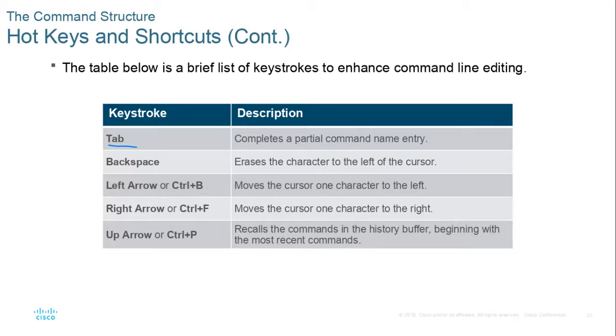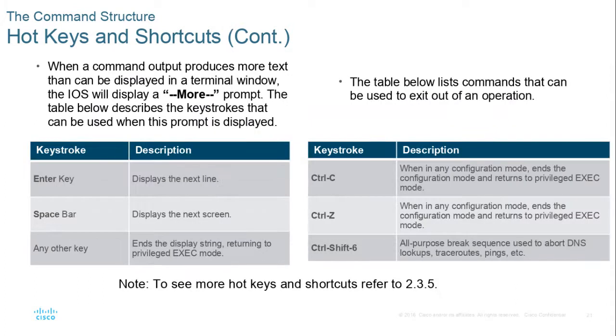If I make a mistake, I'll use the backspace key. If I want to move back, I can use the left arrow key or Control-B. Move to the right with the right arrow or Control-F. The up arrow key will show me all the commands I've typed previously. So if I wanted to not type ping 192.168.1.1 again, I could press the up arrow key and press enter, and that would repeat the last command. By the way, this works in Windows as well and most other operating systems.